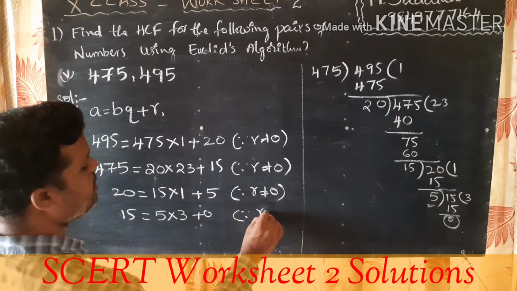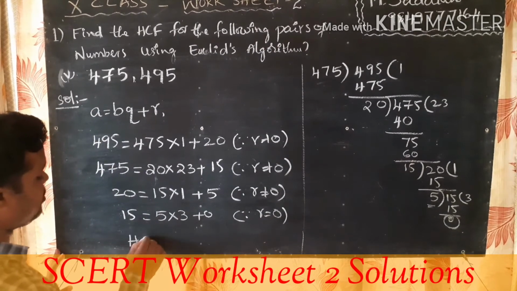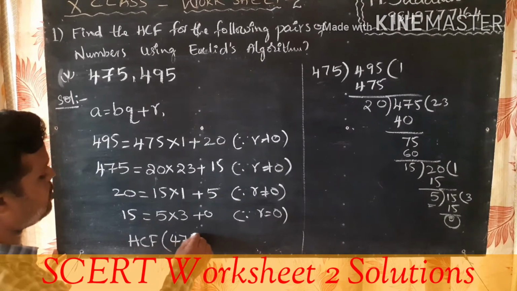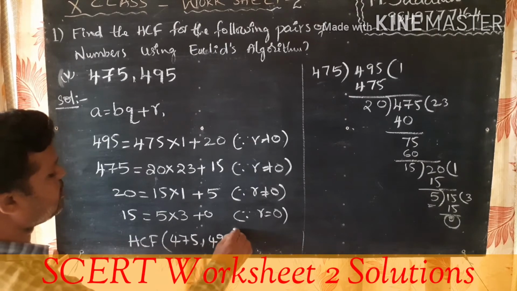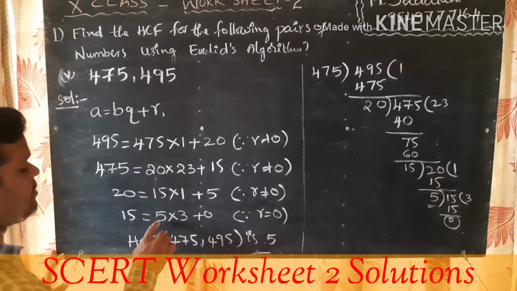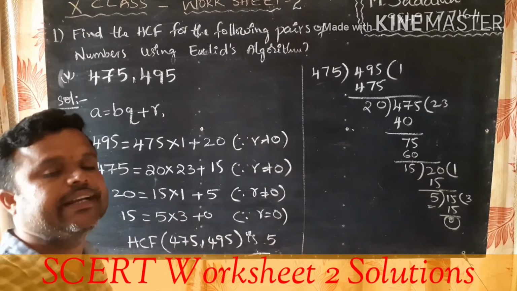Hence the remainder is equal to 0. We'll stop the process. The HCF of the given two numbers 475, 495 is 5. So whatever the divisor for which we got the remainder 0, that becomes the HCF of the given numbers.